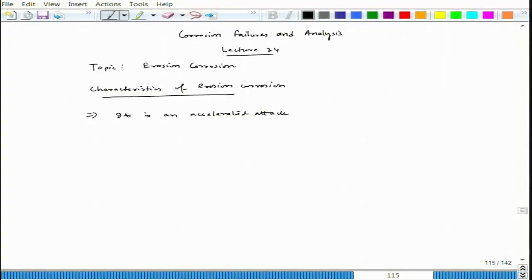For example, if we add inhibitors, the speed of that particular fluid would allow those inhibitors to reach the intricate corners of the metal surface, and it will give a preventing action against corrosion. Okay. So, that will not fall under erosion corrosion. Similarly, erosion corrosion will not be considered if the flow actually reduces crevice and pitting corrosion. So, that will not come under erosion corrosion. Whenever there is an increase in attack due to the flow, we consider it to be erosion corrosion. So, this is an accelerated attack of the metal or alloy surface.